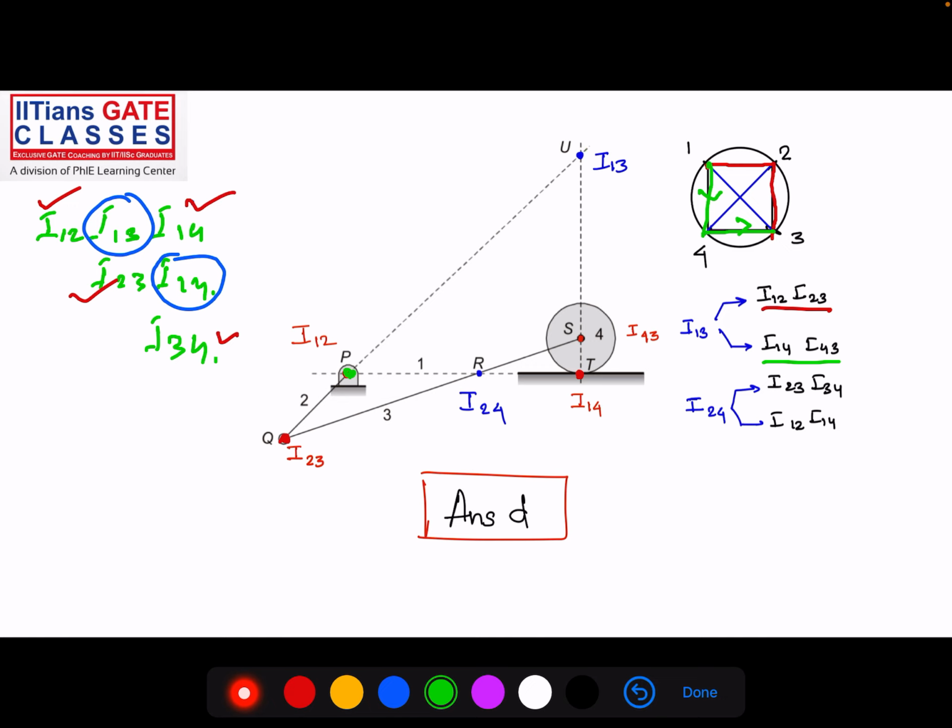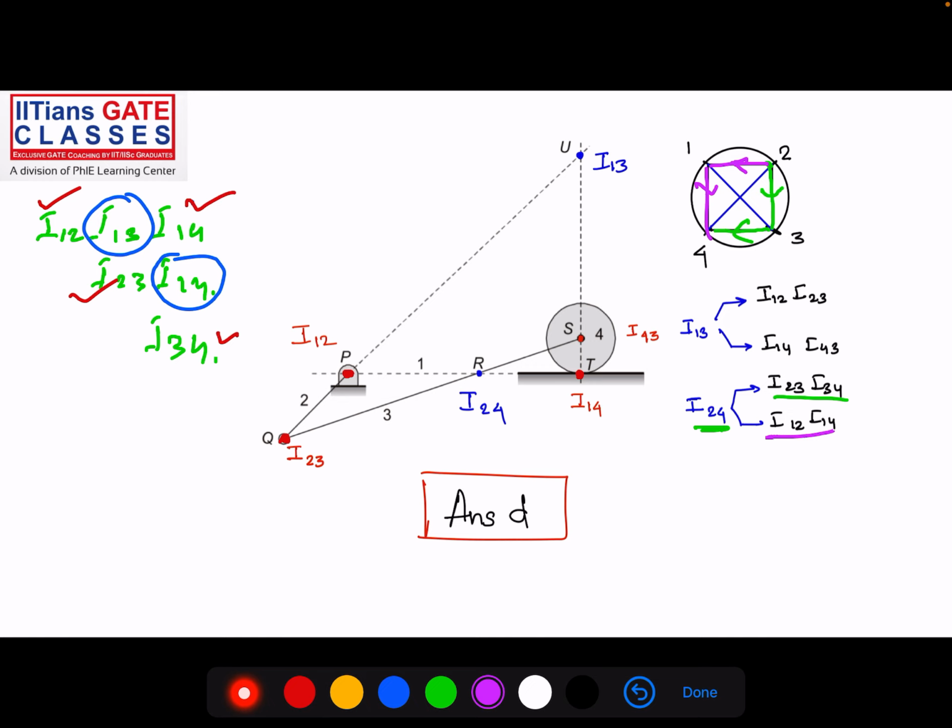Next we have to find I24. How to find it? If you want to reach from 2 to 4, there are 2 ways. Go from 2 to 3, then from 3 to 4. Or go from 2 to 1 and then from 1 to 4. So we'll join these 2 lines, 1-2 with 1-4, and 2-3 with 3-4.